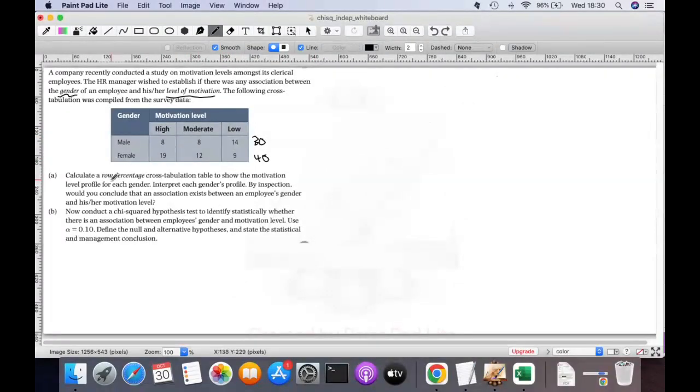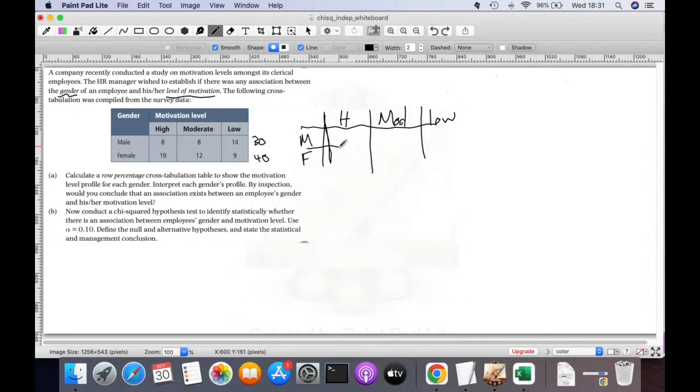Now, in the first question, they ask you, calculate the row percentage cross-tabulation table to show the motivation level profile for each gender and interpret each gender's profile. So what you're basically going to do is just drop the same table for part A. All I'm doing is redoing it: male, female, and then highly motivated, so I'm just going to put H, moderate level of motivation, MOD, and low level of motivation, L.